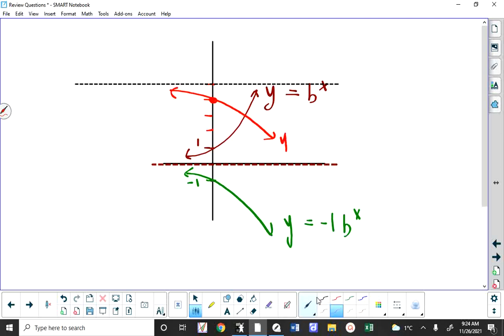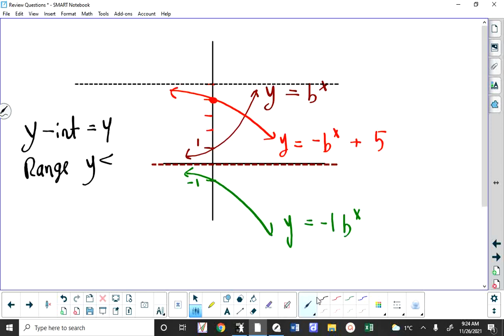So then you could write in here that this is y equals negative b to the x plus 5. Now, this would get more difficult if it was b to the x plus k, and they didn't tell you it was 5. But now you would be able to look at this and see that the y-intercept of this function is equal to 4, and the range is y is less than 5. Is that okay?